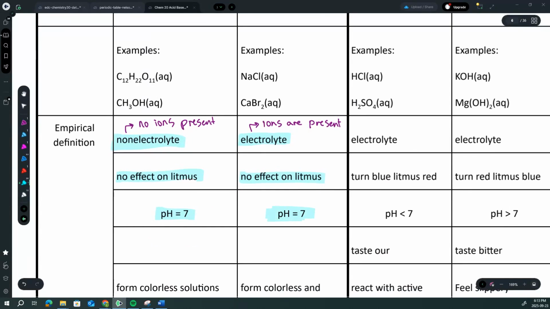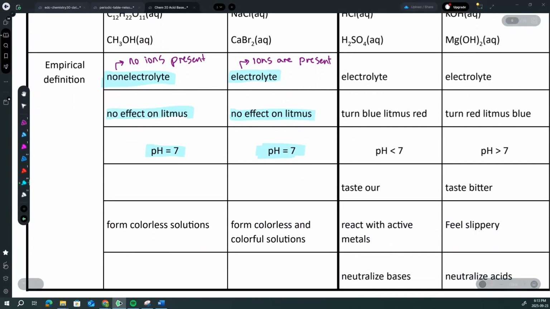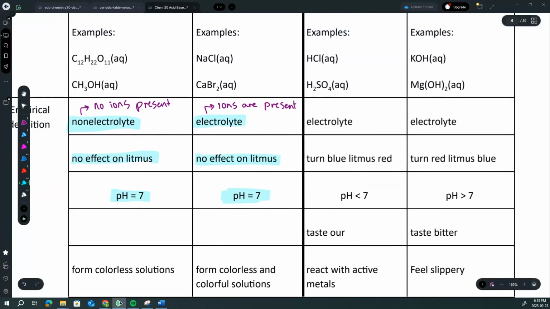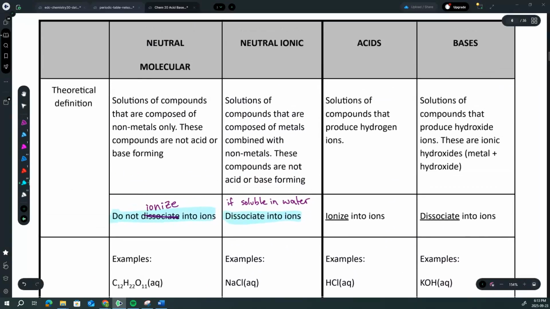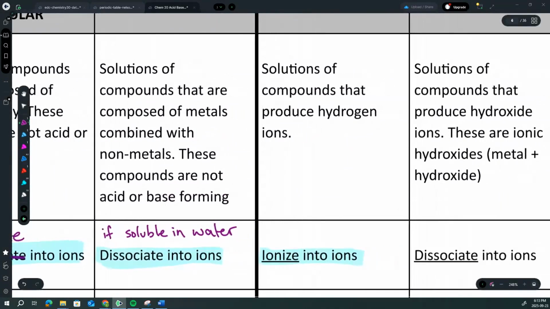For neutral ionic compounds, they are going to have a pH of 7 and form colorless as well as colorful solutions, depending on the ions. For acids, these are going to be solutions of compounds that produce hydrogen ions, and they are going to ionize into ions because typically these are going to be molecular compounds.